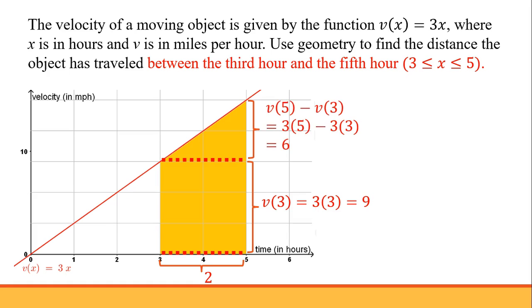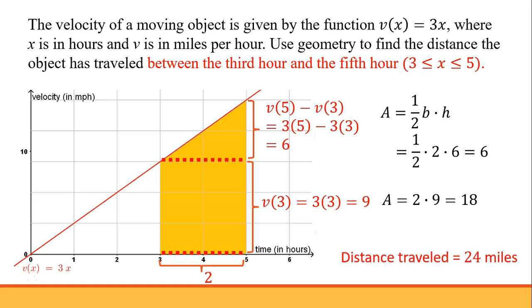And the height of the triangle is the difference between v of 5 and v of 3, which is just 6. So the area of the triangle is 1/2 times its base, which is 2, times its height, which is 6, and the area of the rectangle is 2 times 9, which is 18. So the total area is 24, which means the distance traveled is 24 miles.